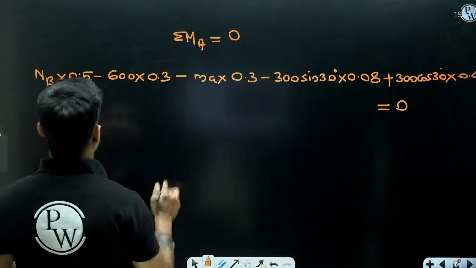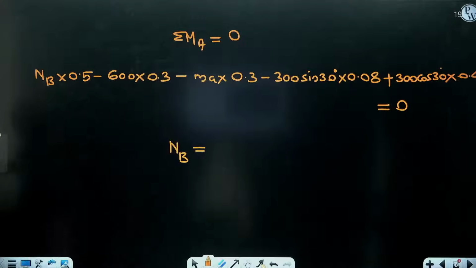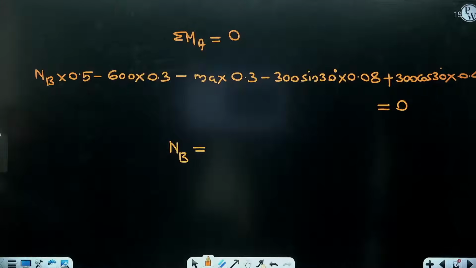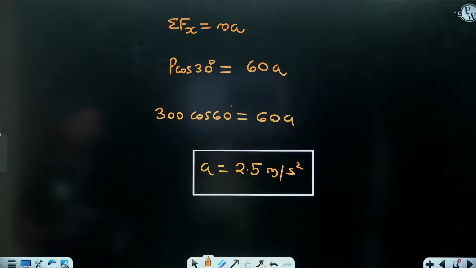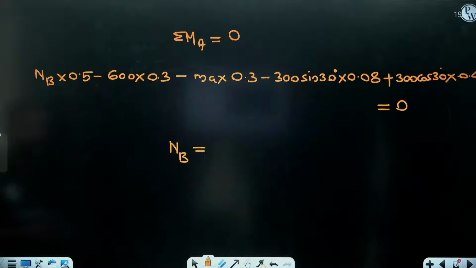So this is the equation of the moment. Now in this equation there is only one unknown, which is NB. So we will directly get the value of NB. Okay, M is equal to 60 and A we have calculated 2.5. So put all the values here.